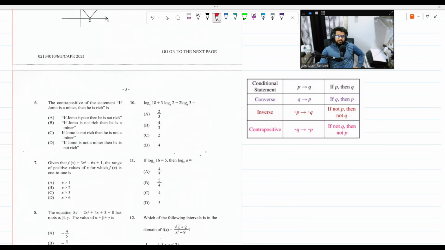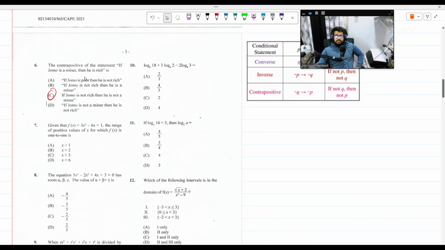So the contrapositive is, let me say, if Jomo is a minor is P, then he is rich is Q. Not Q is he is not rich. Then not P, he's not a minor. And that's a poor choice of words they would have used for number 6. The minor they're talking about here is a minor like a coal miner and so on.